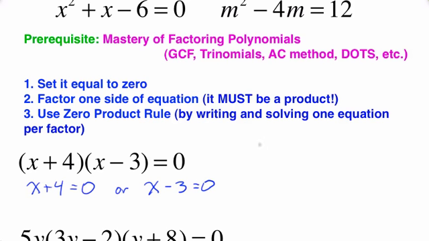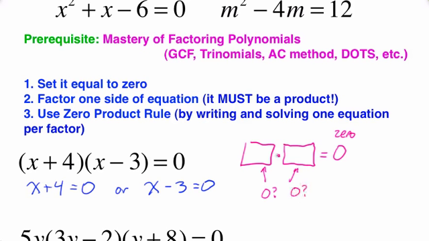And again, the zero product rule says something like this. If you have two numbers, and it really could be three numbers, I'm going to represent them with boxes, and you multiply them and you get 0, that means that one of these must be 0. Either the one on the left is 0 or the one on the right is 0. If you multiply two numbers and you get 0, that's essentially the zero product rule. So what we've done here is we've written two equations, and then we just need to solve them. Write and solve these equations. This one is pretty obvious, x equals -4, and on this one, x equals +3.